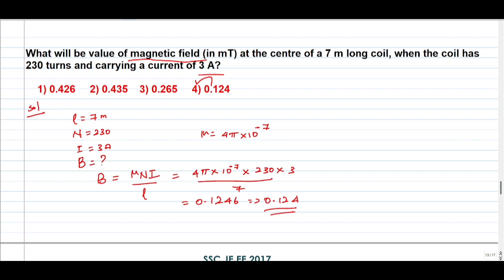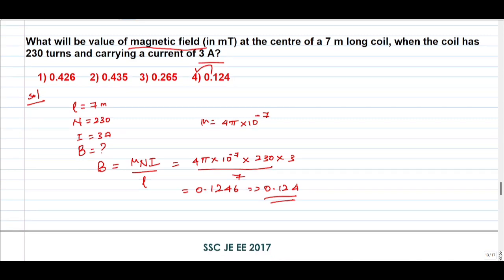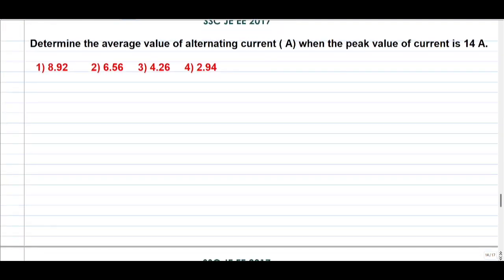Okay, we will solve the next question. Determine the average value of alternating current in amps when the peak value of current is 14 amps. Okay, I'm once again reading the question. Determine the average value of alternating current when the peak value of current is 14 amps. So it is also a direct question. Okay, so the given is I peak is 14 amps. We need to find I average.